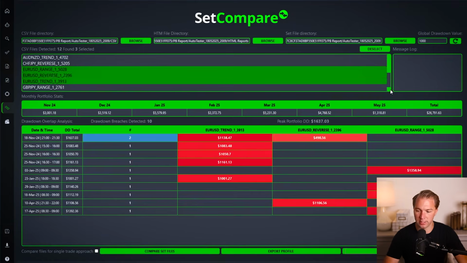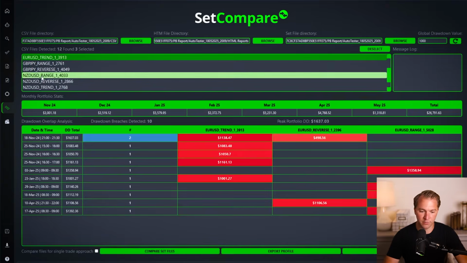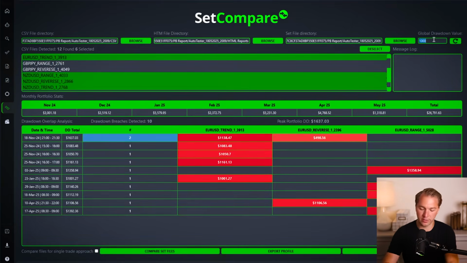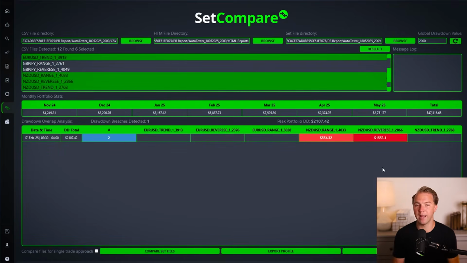That's just EUR/USD. Let's say I also want to add NZD/USD, range, reverse, and trend. I've now got 6 different bots on this one account. And if I refresh, let's push this a little farther. Let's see how many times it drew down 2%, if at all. Okay, one time. This is 6 different trading bots on one account, trading 3 different strategies each. So each pair, three different strategies per pair. So 2 pairs, 3 strategies, a total of 6 bots. And in the last 6 months, it only drew down 2% a single time, and it drew down 2.1%.